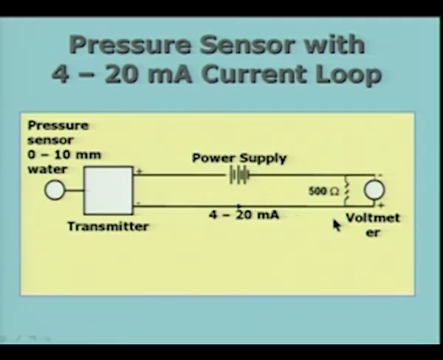At the downstream end I have a digital voltmeter, or a voltmeter in general, and I have connected a load resistance of 500 ohms. The minimum reading of the voltmeter corresponds to 4 milliamperes, and the maximum corresponds to 20 milliamperes. So, we can easily work out the voltages we are going to get using these numbers.